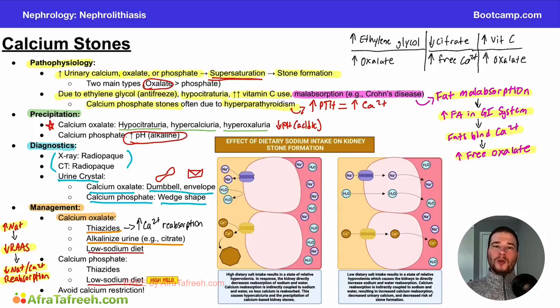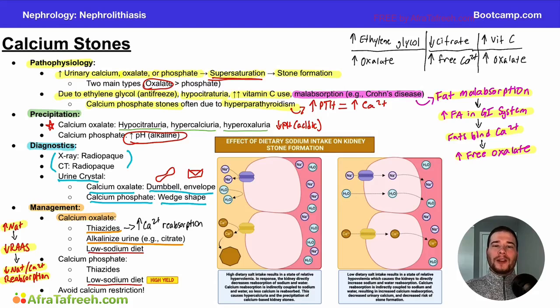So what you want to do is the opposite of that, right? If we now decrease our sodium, that would increase the activation of our RAS system, which is going to increase the activation of our sodium and calcium reabsorption, bringing more calcium out of the urine, and thus less of it is in an environment for it to create a kidney stone.